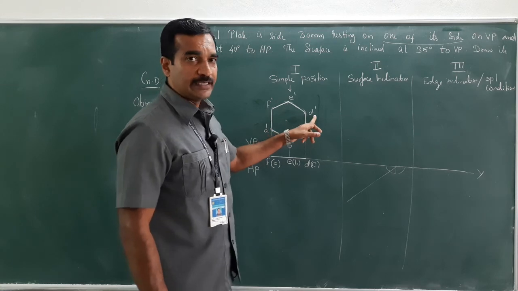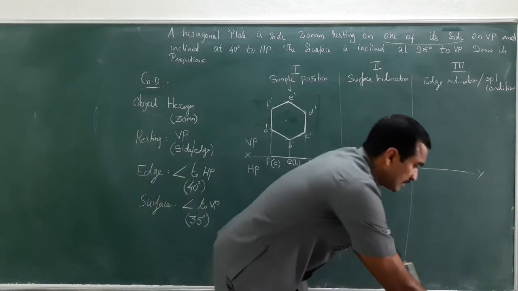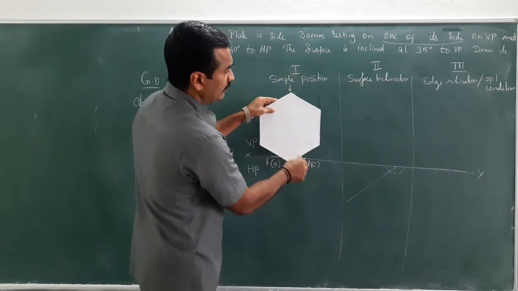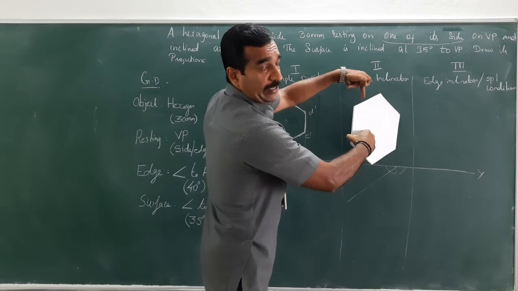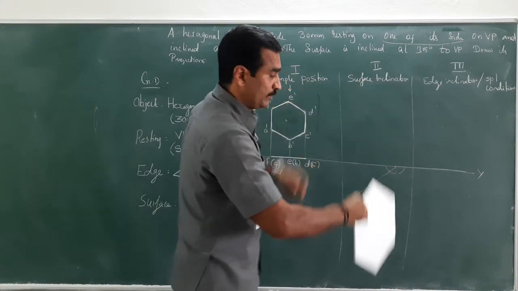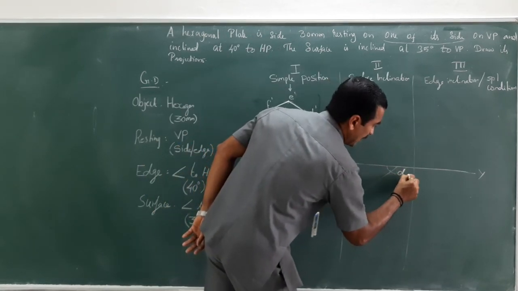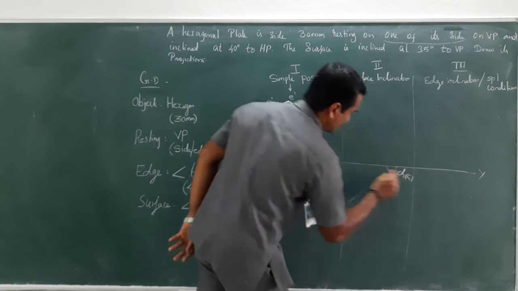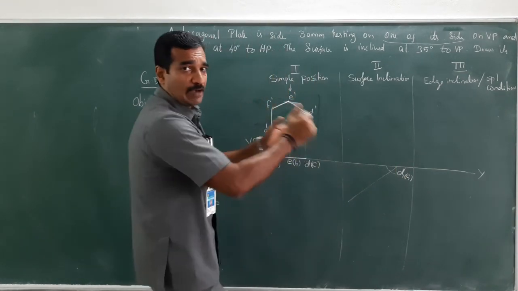How is it resting? It is resting with D and C. This is how it is resting, isn't it? And when it comes here, it is tilted at an angle of 35 degree, keeping D and C resting on VP. So at this point, D1 and C1. So C is invisible. This line we are just transferring here at an angle of 35 degree.